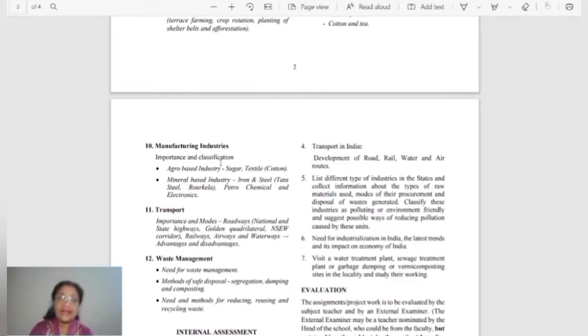Now, what about the agro-based and mineral-based industries? In the agro-based industries, you will find the sugar industry is there. In the textile industry, you will find cotton and silk. Out of the two, only cotton is there. Silk is not there this time in the reduced syllabus. So this is one thing you should check in the agro-based industry.